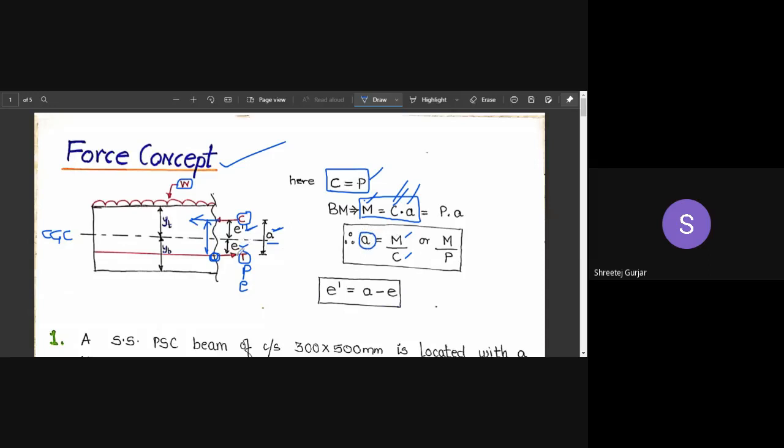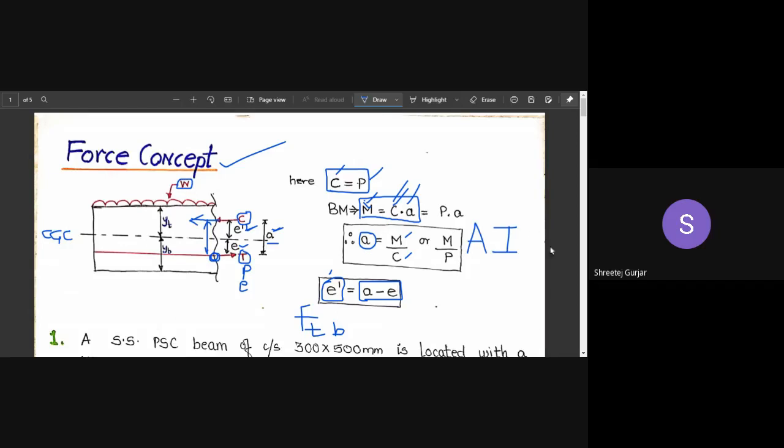We know eccentricity E, so if you deduct eccentricity E from your lever arm, you will get E dash. This will be required for substituting in a formula to calculate your stresses at the top fiber and the bottom fiber. So you will be needing E dash, C, and M, and your cross section A and the moment of inertia I. You will be needing all these things.